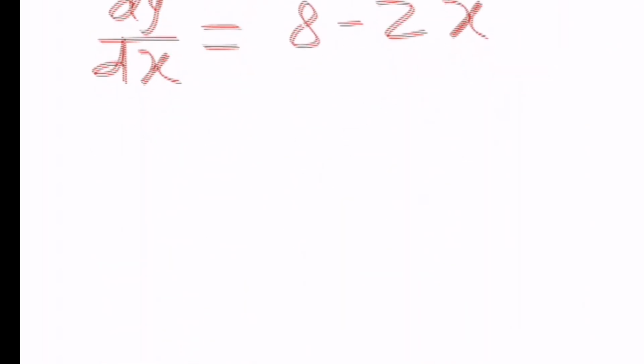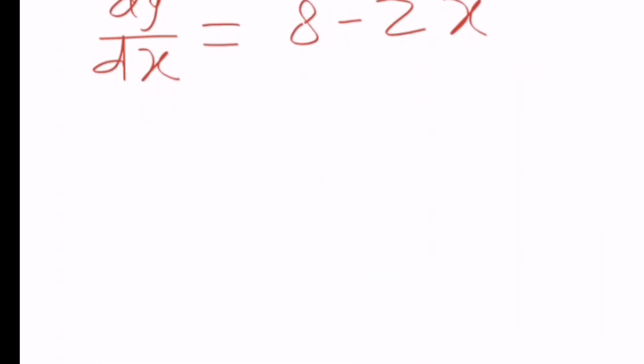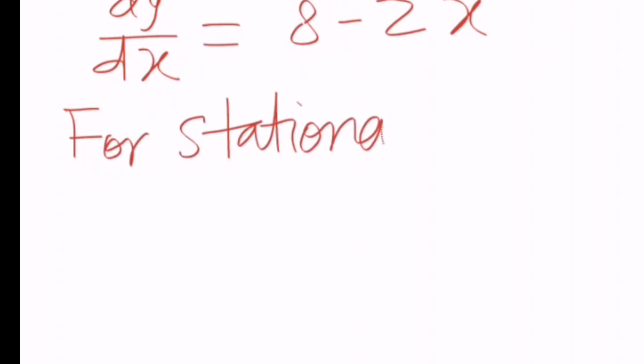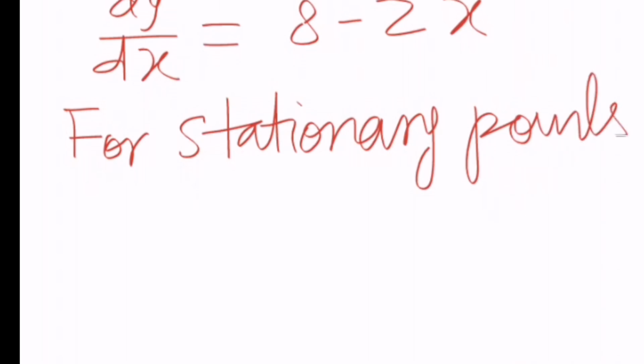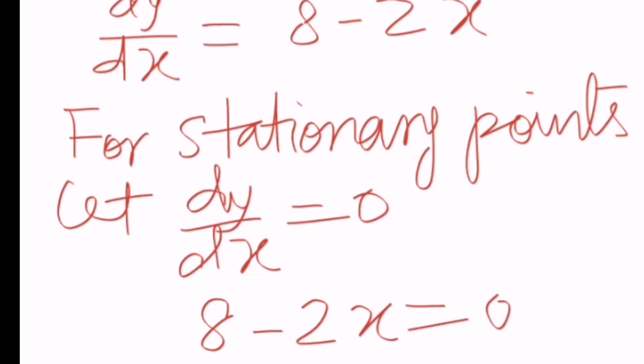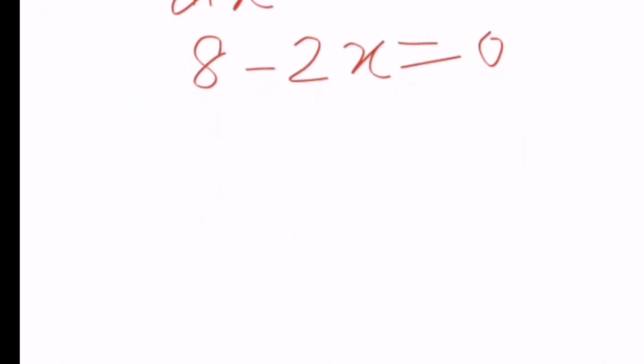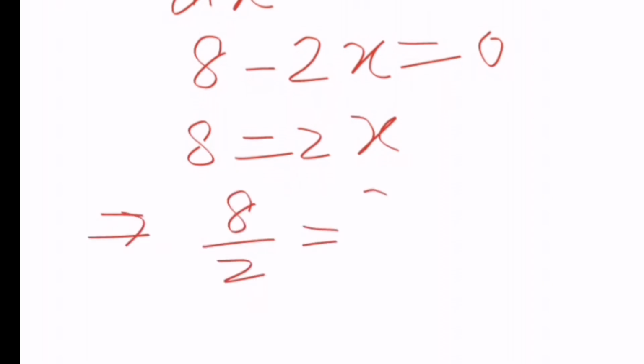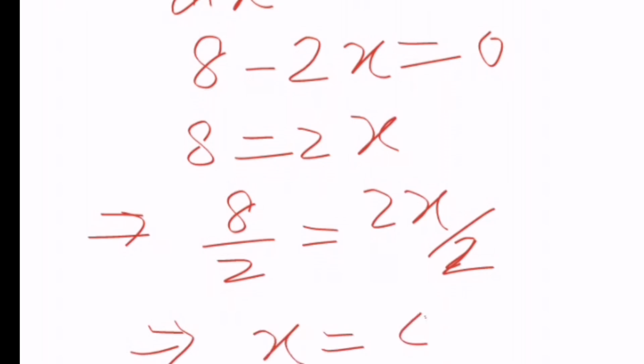So we know what the stationary points are. Stationary points are those points where the derivative of the function is 0. In order to find the stationary point, we apply the condition for stationary points: let dy by dx, the first derivative, equal 0. This takes us to 8 minus 2x equal to 0, then 8 is equal to 2x. Dividing both sides by 2, we obtain the value at which the function has a stationary point: x equals 4.